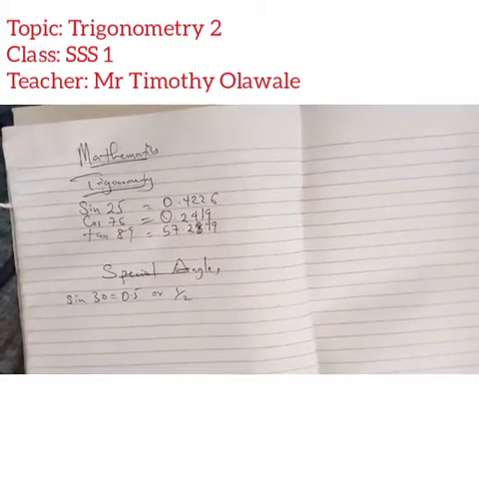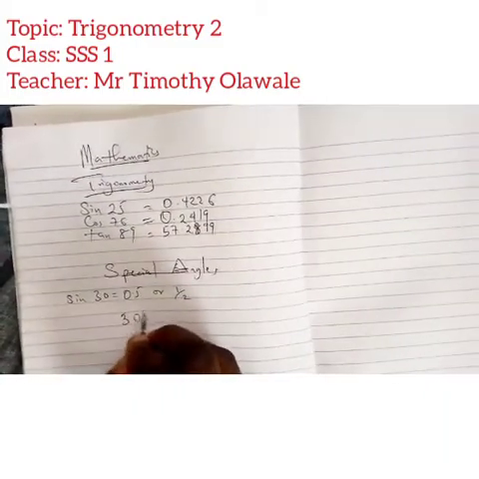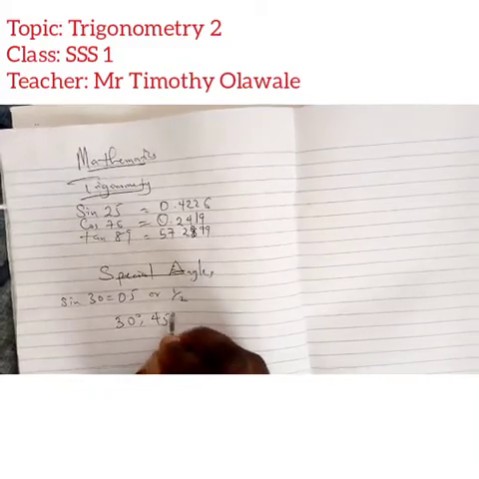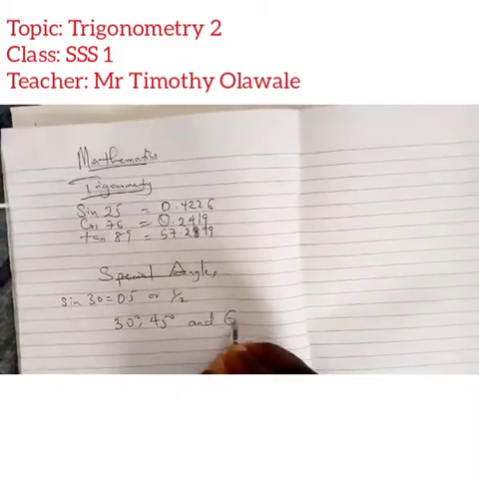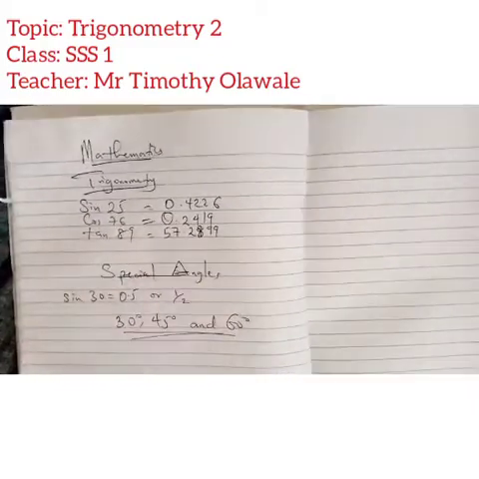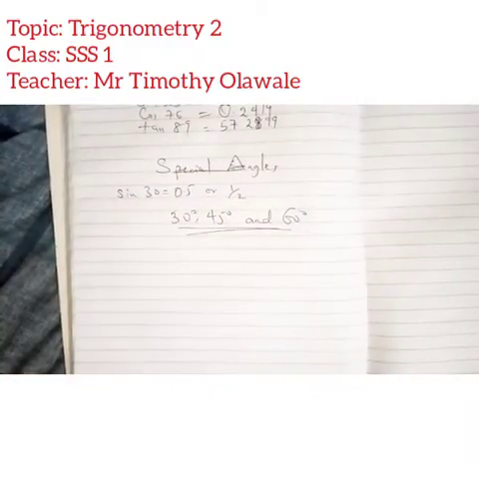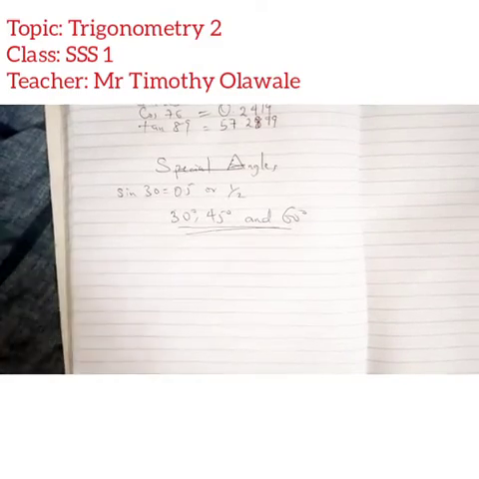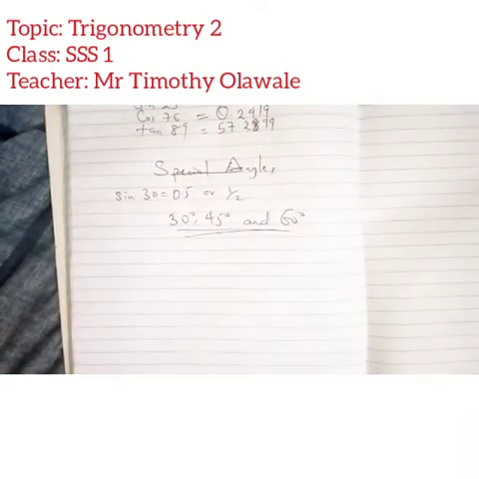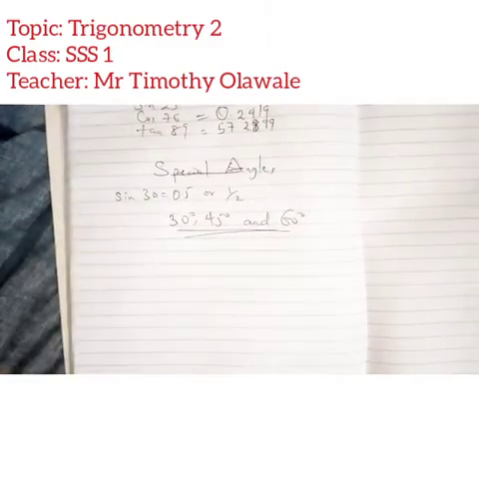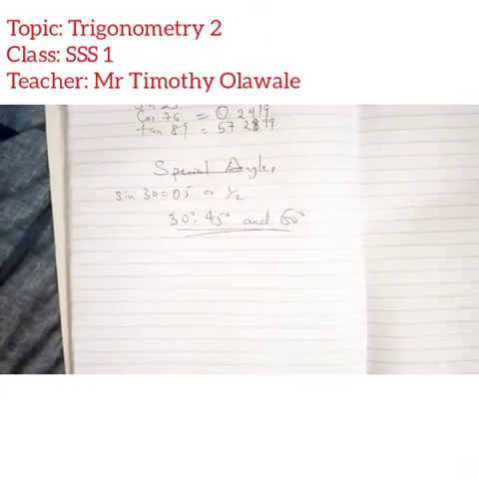So let's quickly look at special angles. What are the special angles I'm going to talk about this morning? We have 30 degrees, 45 degrees, and 60 degrees. Those are the special angles we are going to consider this morning. So let's start with 30 and 60. For us to find 30 and 60, we are going to use an equilateral triangle.